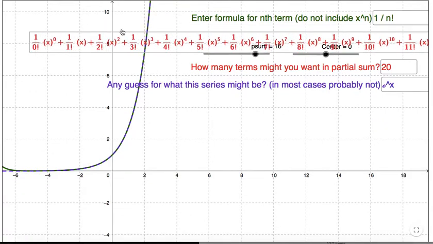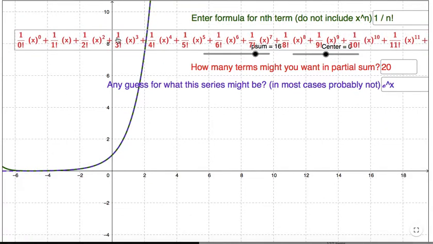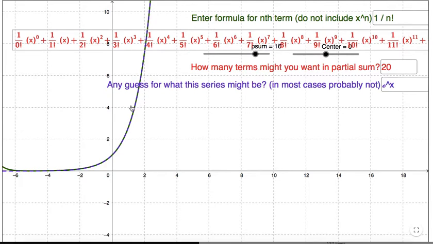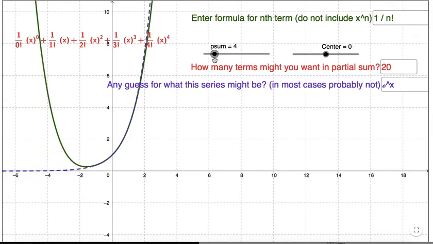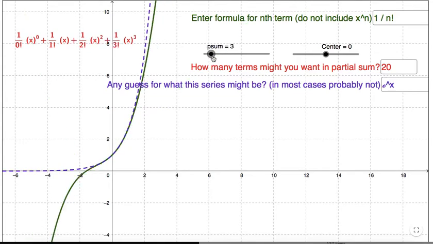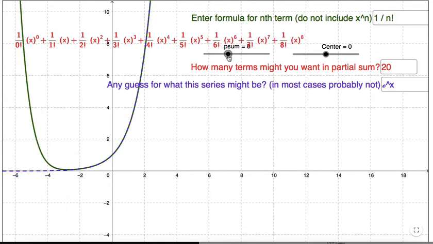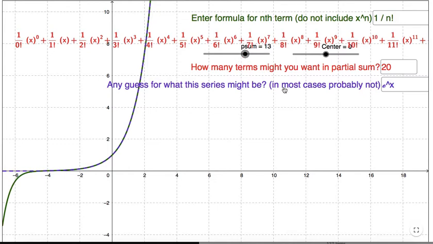Okay, so here I've already used quite a few terms in there, and I have my graph starting to match very closely. In fact, you can't even tell. Once we get even to 19, 20 terms, it's hard to tell the difference. And I could even go more. Okay, so as I add terms, it just becomes a better and better and better approximation when I do that.